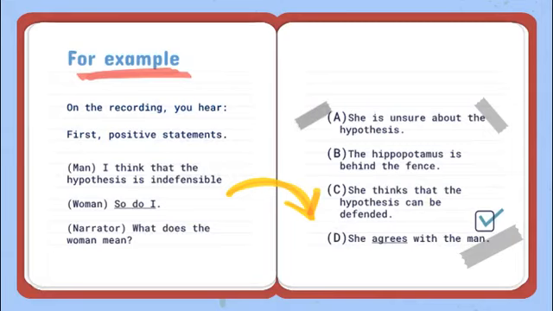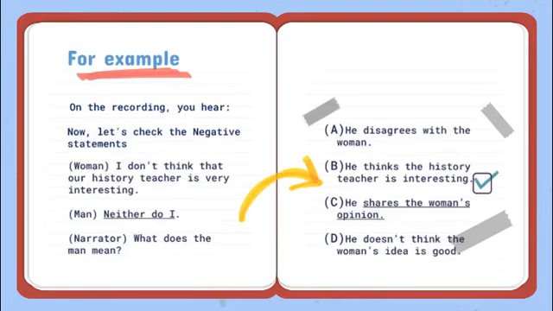"So do I" is a phrase used to express agreement with a positive statement, so the woman is expressing her agreement with the man. Therefore, choice D is the optimal response. To indicate agreement with a negative assertion, several terms are used. In the second example, now, let's check the negative statements.